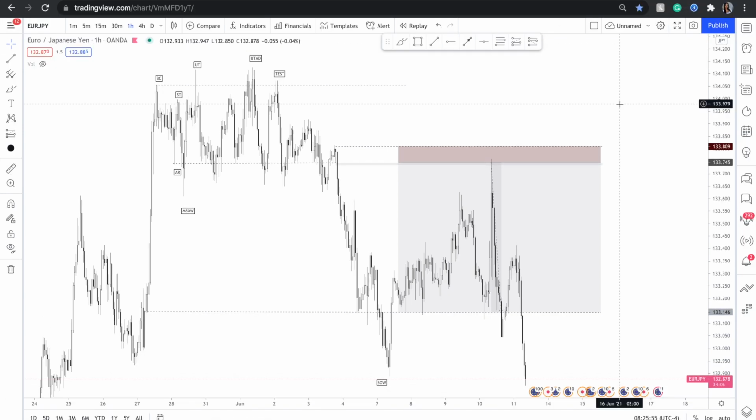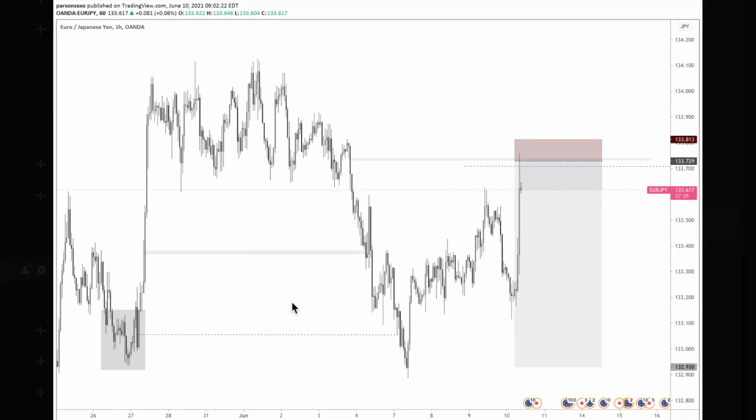Okay. Also, this is a quick little before picture. I didn't get a before picture. I didn't take the screenshot until I actually entered, and I actually entered this one off of market execution when I woke up and my alert went off.